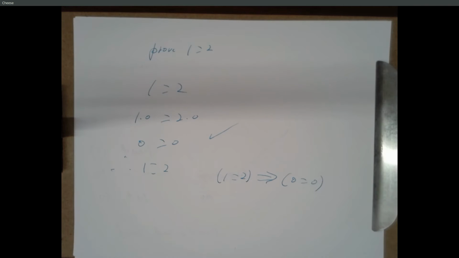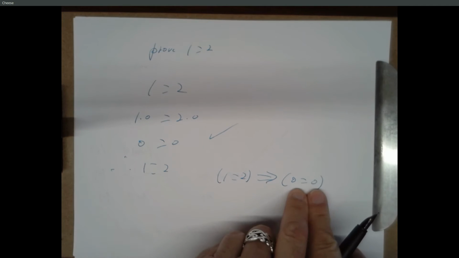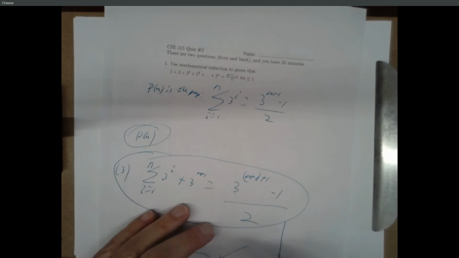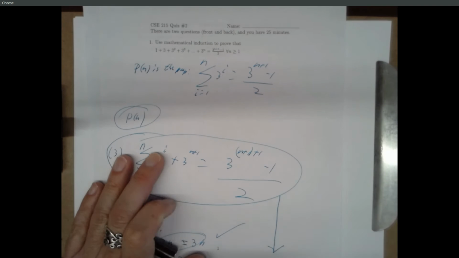But the converse says if 0 equals 0, then 1 equals 2, and we know the converse is not necessarily the same as the original statement. And in this case, the converse is not true, even though this implication is true. So you really gotta make sure you don't write down P of n plus 1. What you do is you write down P of n and things that follow from that.